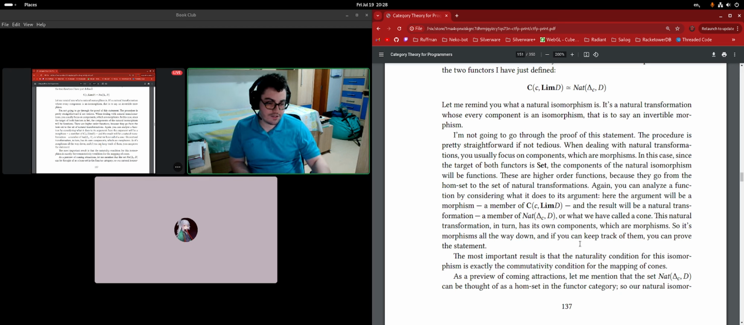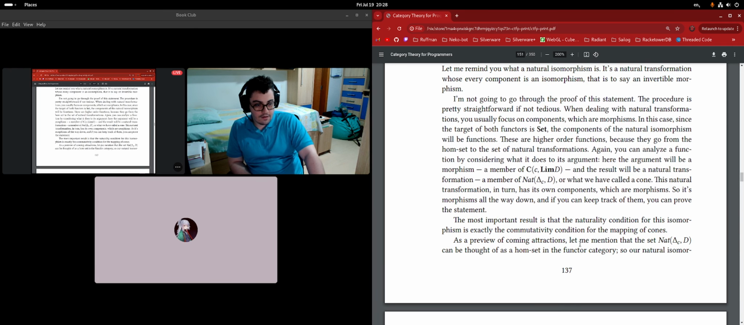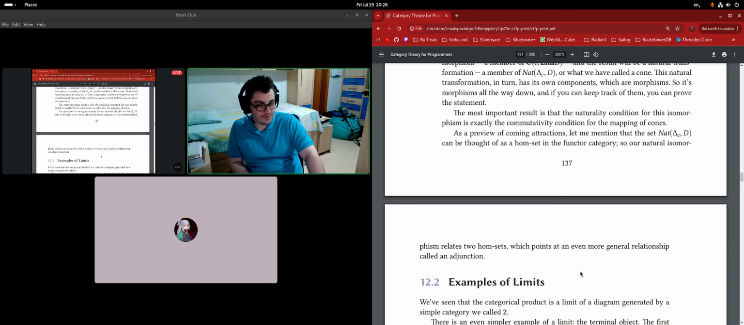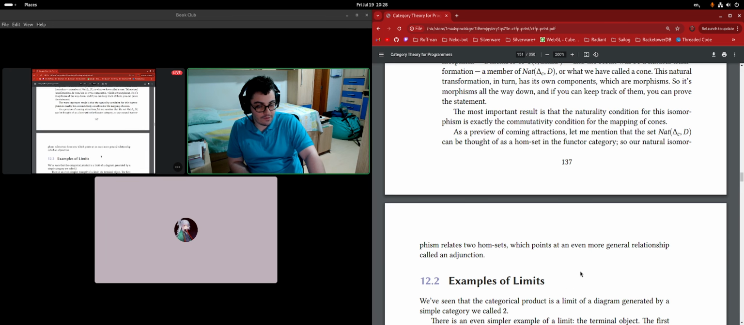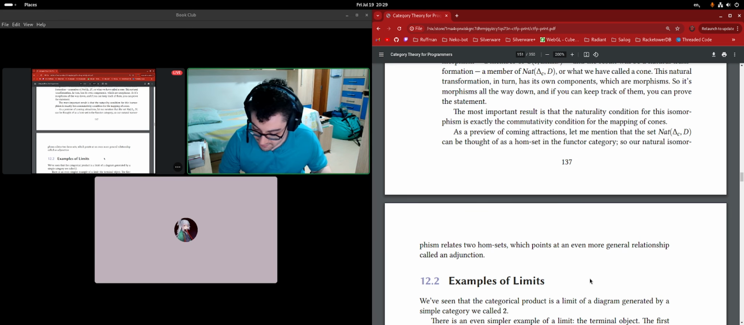The most important result is that the naturality condition for this is exactly the commutativity condition. As a preview of coming attractions, let me mention that this can be thought of as a home set in the functor category. So our natural isomorphism relates two home sets, which points at an even more general relationship called an adjunction. I have heard that name before, and I'm not entirely sure what it means, but it is important. Cool.